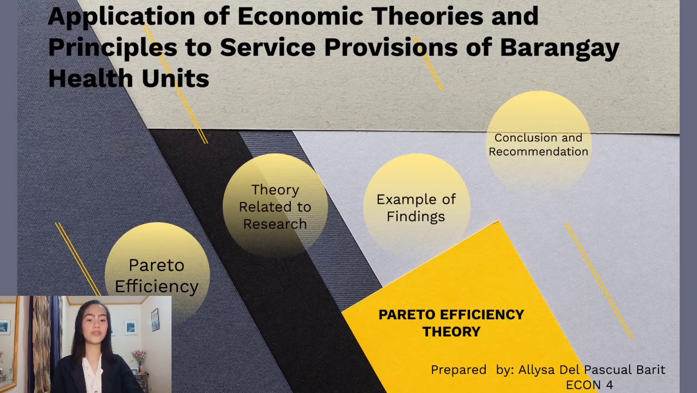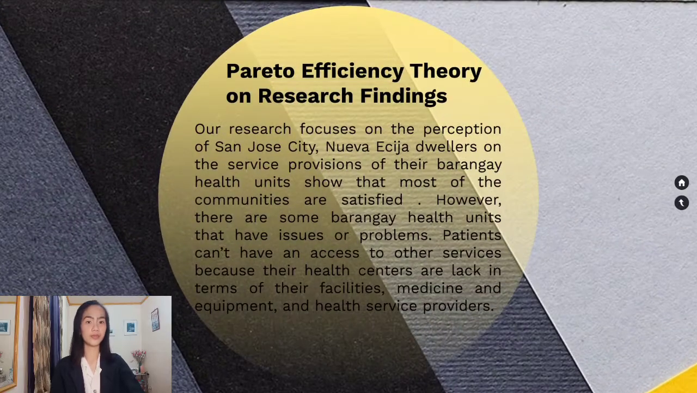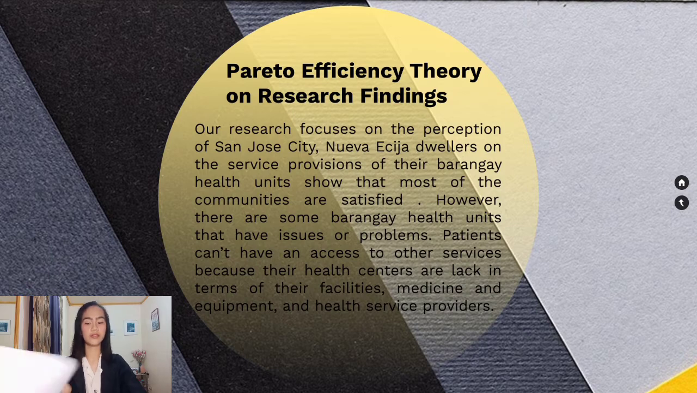Next, we will go to the theory related to research. Our economic research is entitled Perception on Barangay Health Unit Service Provision of 5 Urban Barangays, San Jose City, Nueva Ecija. That is the focus of our research, and it shows that most of the communities are satisfied. However, there are some barangay health units that have issues or problems. Patients can't have access to other services because their health centers lack facilities, medicines, equipment, and health service providers.